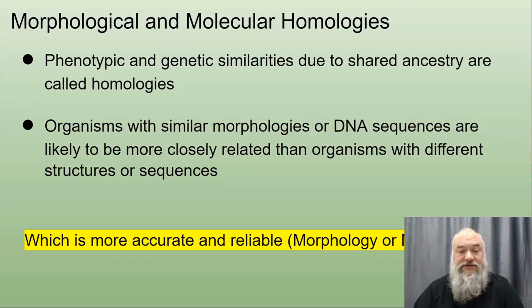Morphological and molecular homologies. Phenotypic and genetic similarities due to shared ancestries are called homology. So if there's similar structures and/or similar genetics because they share a common ancestor, we call it homology, like homozygous, similar, right? Organisms with similar morphologies or DNA sequences are likely to be more closely related than organisms with different structures or sequences. So obviously, if you've got more structures or genetic sequences that line up, you're more likely related than you are to somebody who's got fewer sequences that line up. I think that's pretty self-explanatory. Which is more accurate and reliable, the morphology or the molecular data?